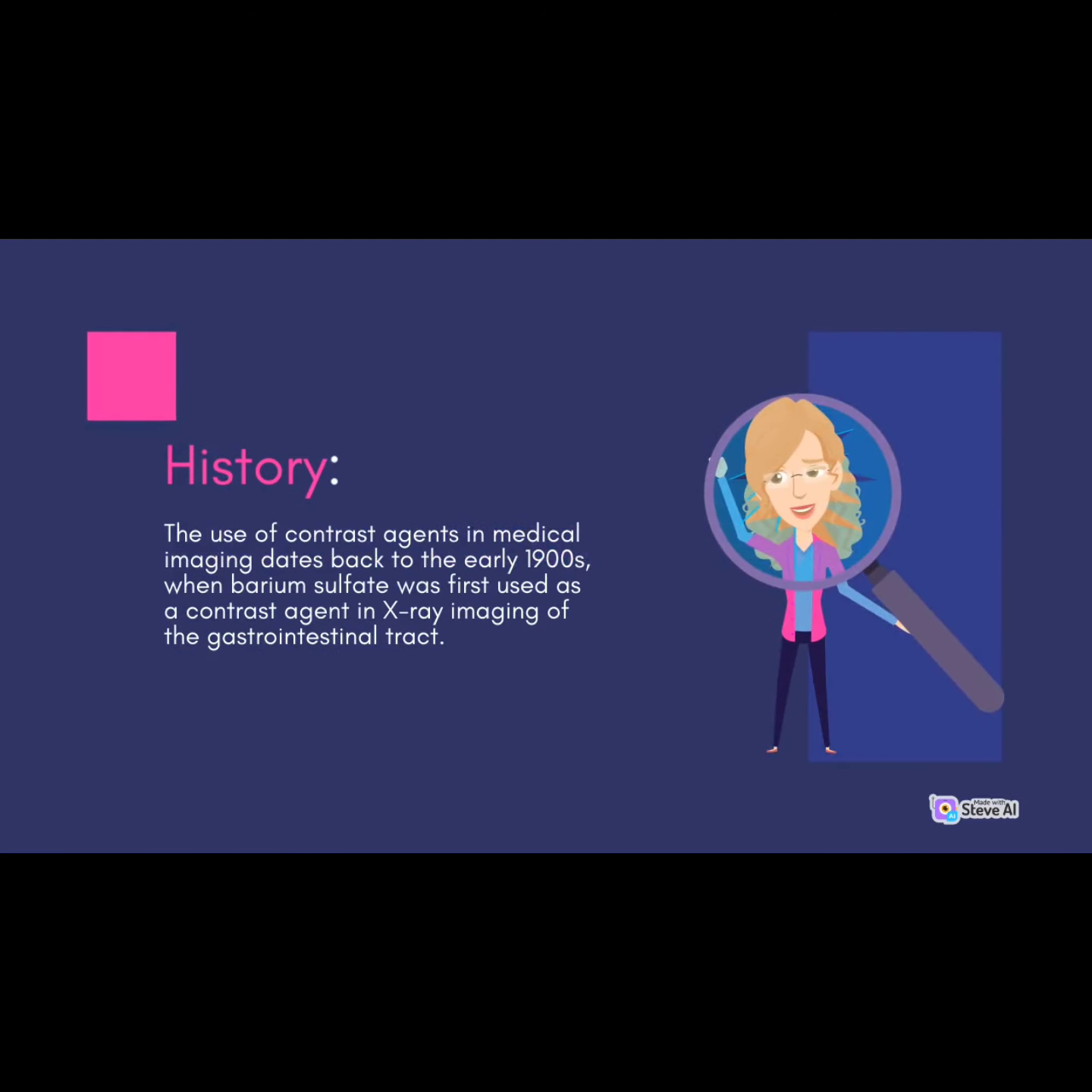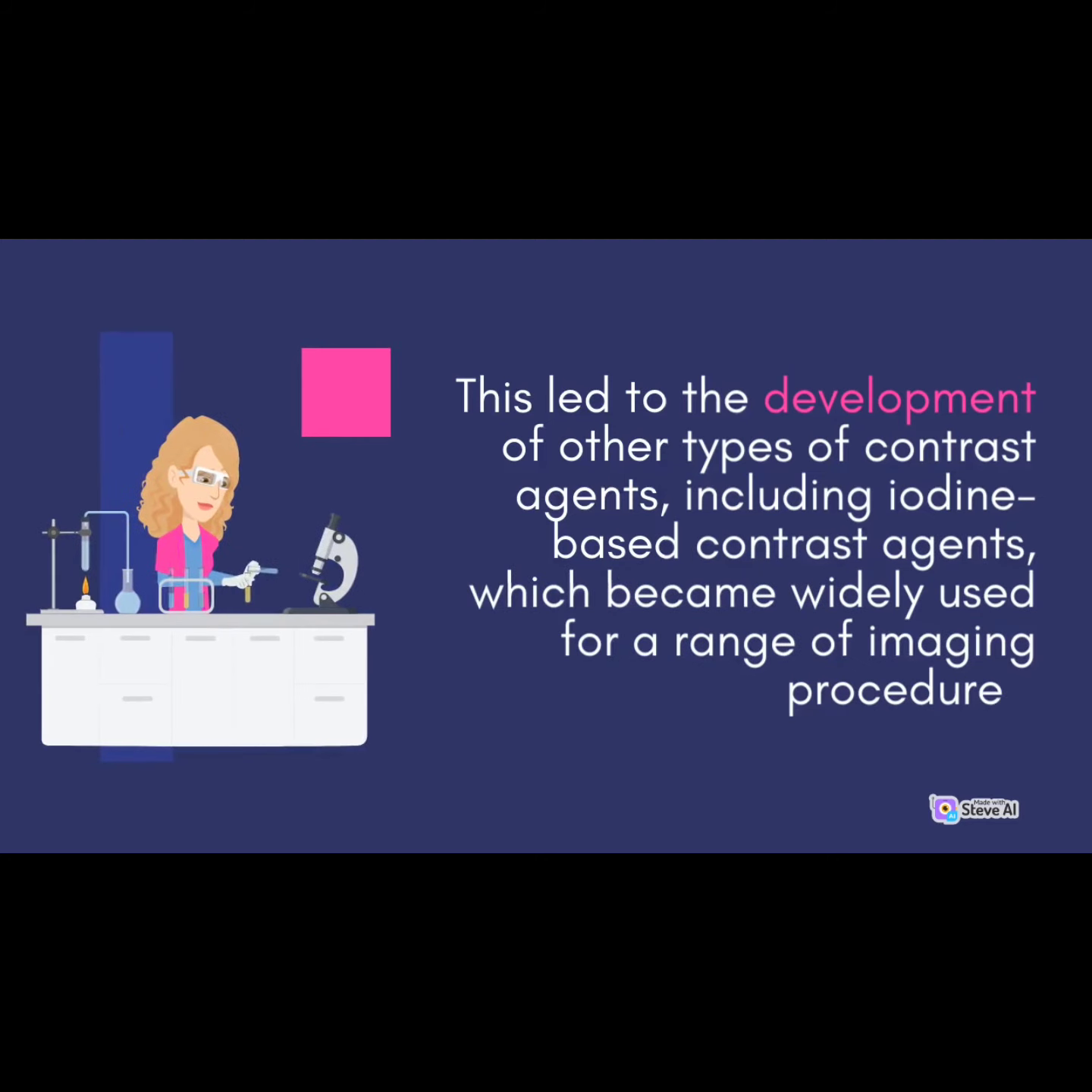History. The use of contrast agents in medical imaging dates back to the early 1900s, when barium sulphate was first used as a contrast agent in X-ray imaging of the gastrointestinal tract. This led to the development of other types of contrast agents, including iodine-based contrast agents, which became widely used for a range of imaging procedures.